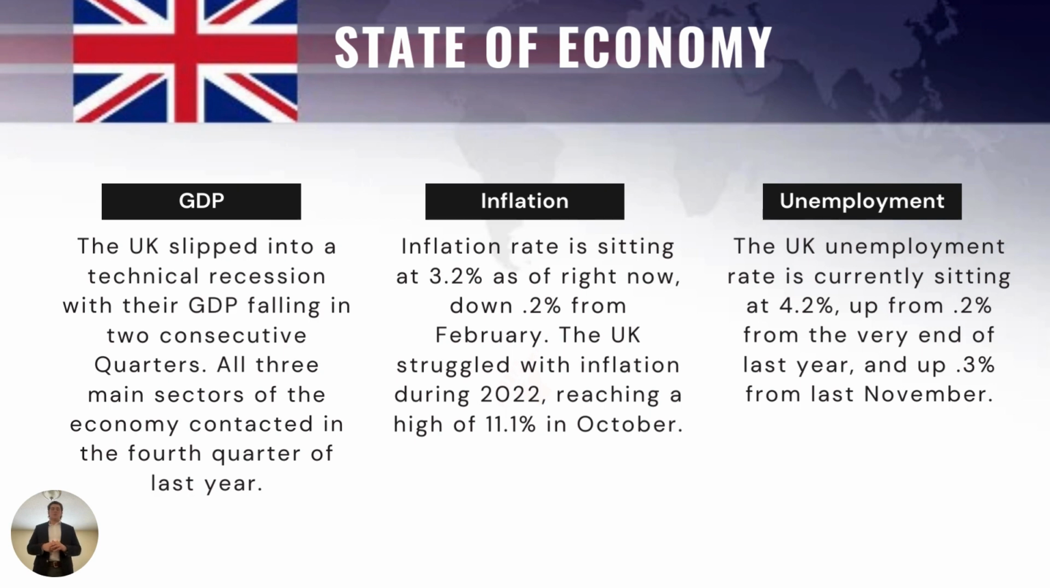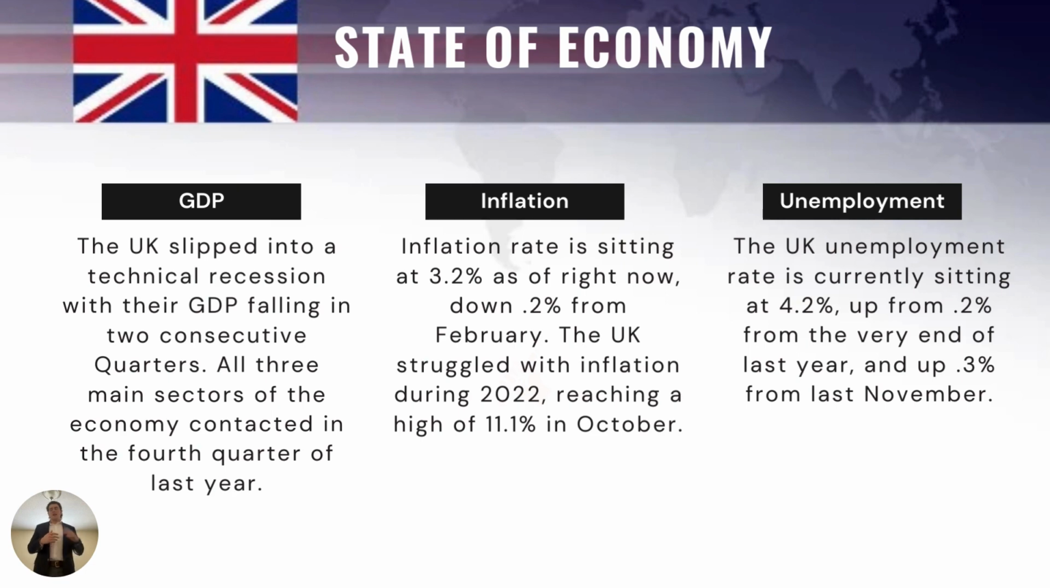It's ranked about sixth in the world, and it's sitting at a little over $3 trillion a year, and the GDP per capita is sitting at about $46,000. So now going into inflation, the inflation rate is currently sitting at 3.2%, which is pretty normal, but it is down from 3.4% in February.